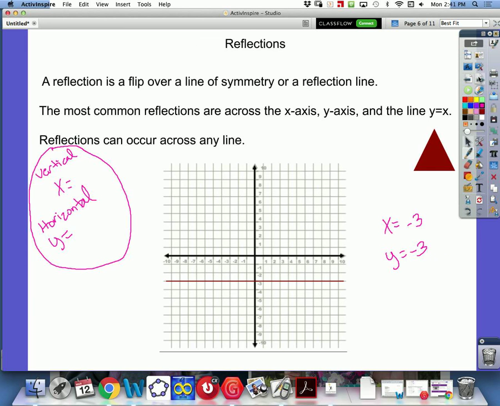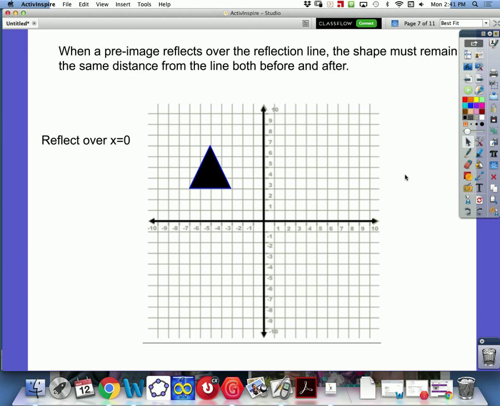So let's go ahead and practice one. Here is my shape, and we better name it. We'll call this A, B, C. And they want us to reflect over the line x equals 0. So when we reflect up here, it tells us the shape must remain the same distance from the reflection line, both before and after. So what I'm going to do first is grab my highlighter, and on your paper I need you to draw this shape, and it tells us to reflect over x equals 0.